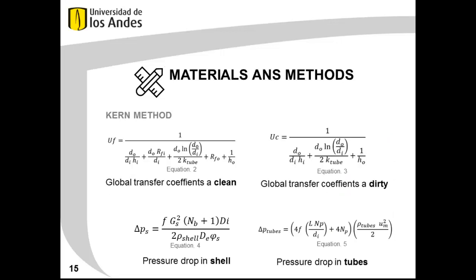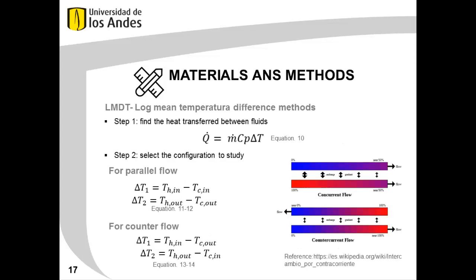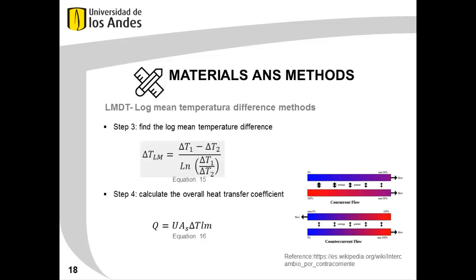Finally, the methods we have to consider have some equations to calculate the global transfer coefficient for clean and dirty heat exchanger, pressure drop in shell and tubes. These ones work with KERN, this one works with BELL-DELAWARE method, and finally the LMTD method has some steps to follow in order to calculate first the heat transfer between fluids, then select the configuration to study, then calculate the logarithmic mean temperature difference, and finally calculate the overall heat transfer coefficient.